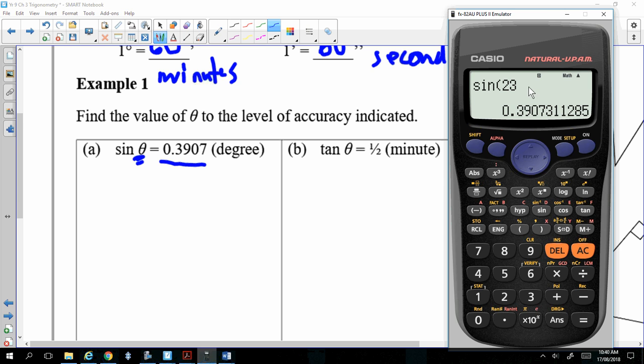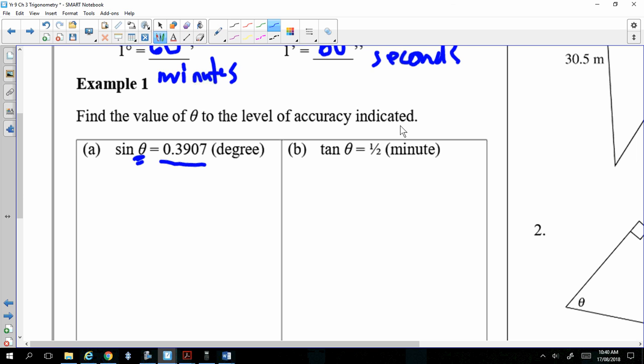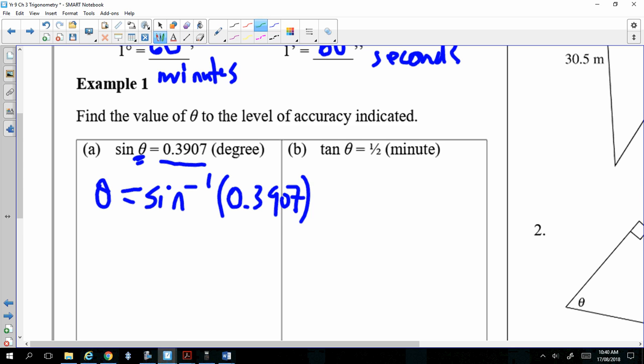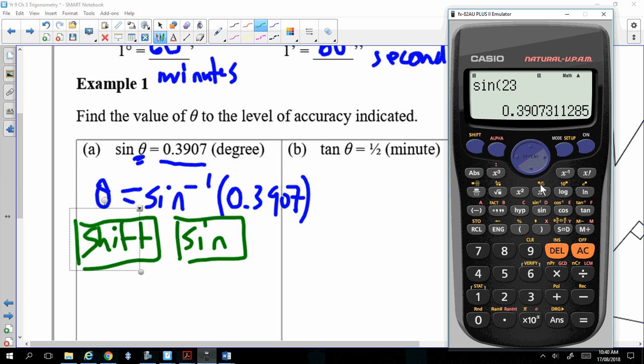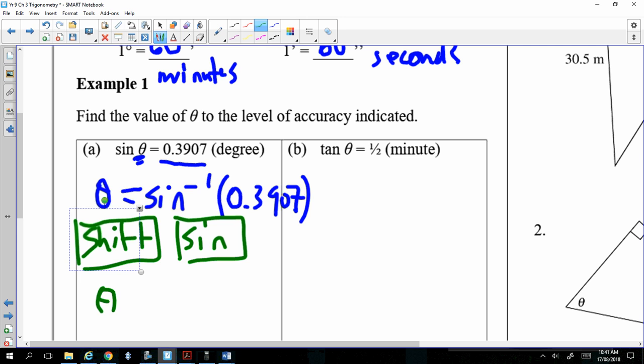Now, that's a long way to do this. Is there a faster way? The faster way is to use this symbol, inverse sine. How do I do inverse sine? Press Shift, then sine, which has the -1 on the top, and put in 0.3907. If you round to the nearest degree, you get 23 degrees. Does that make sense? That gives you a fast way of working out the angle instead of guess and check.